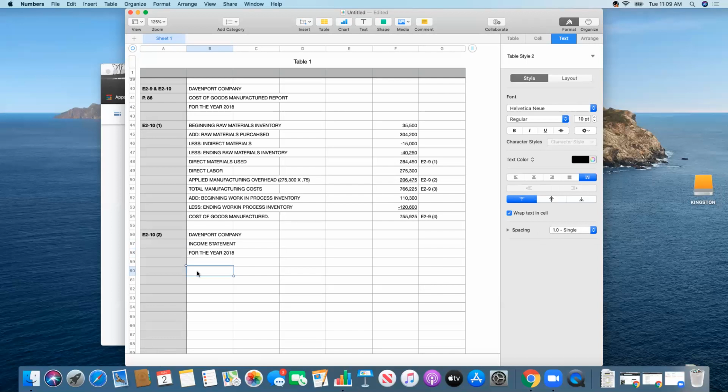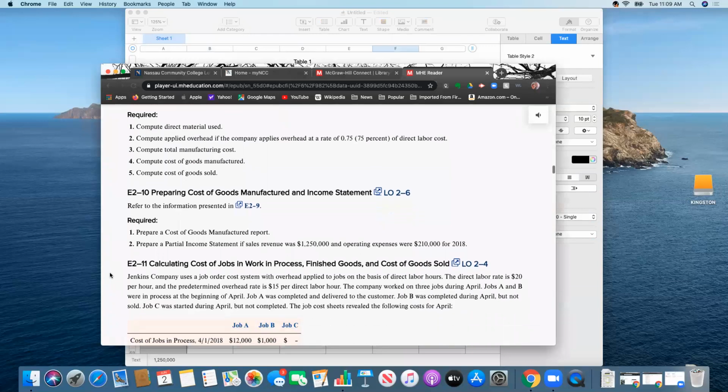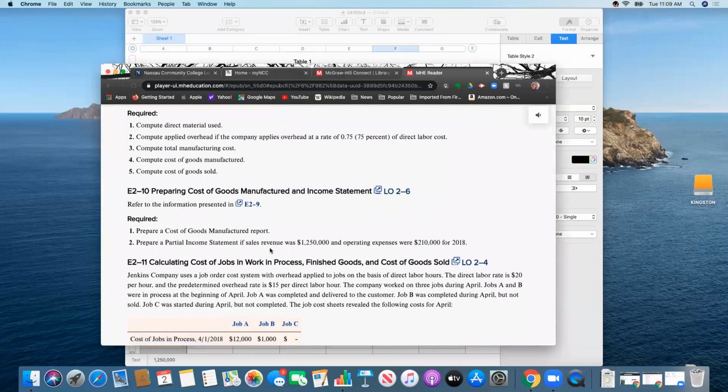So sales revenue. How much is sales revenue? Sales revenue is $1,250,000. Right, again, look down here. Prepare a partial income statement if revenue was $1,250,000 and operating expenses were $210,000, right? We already did this part.